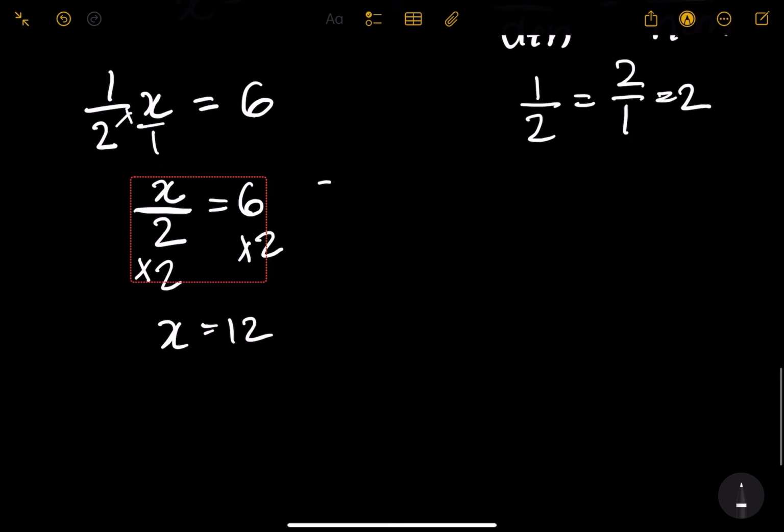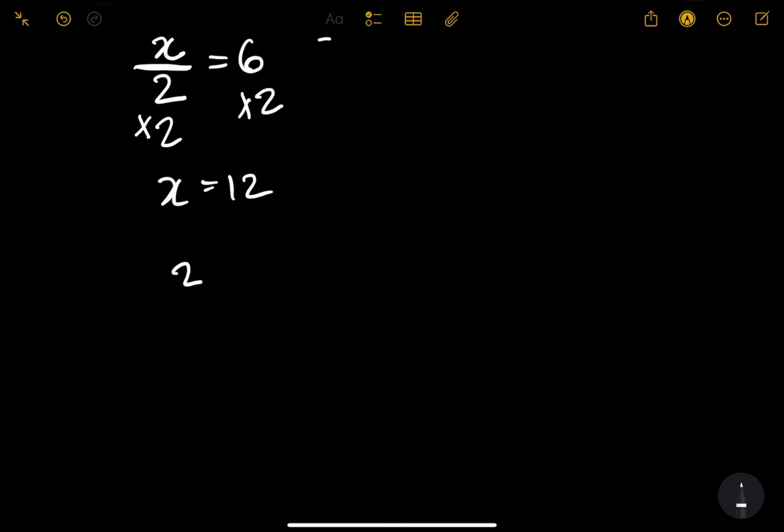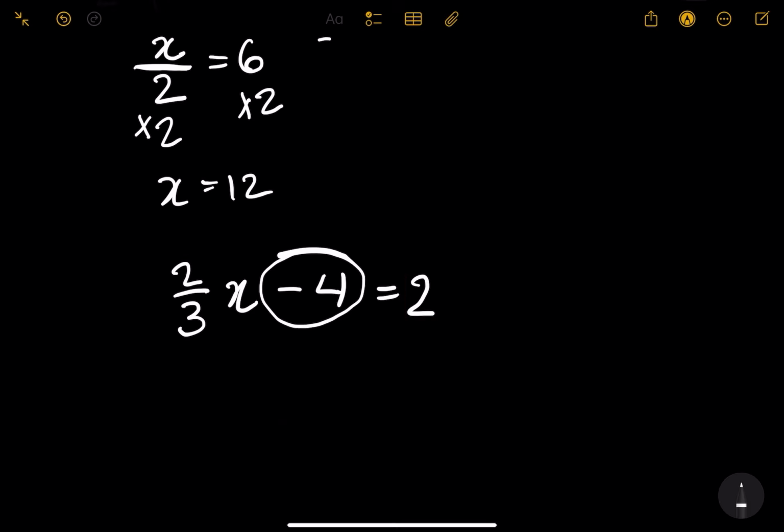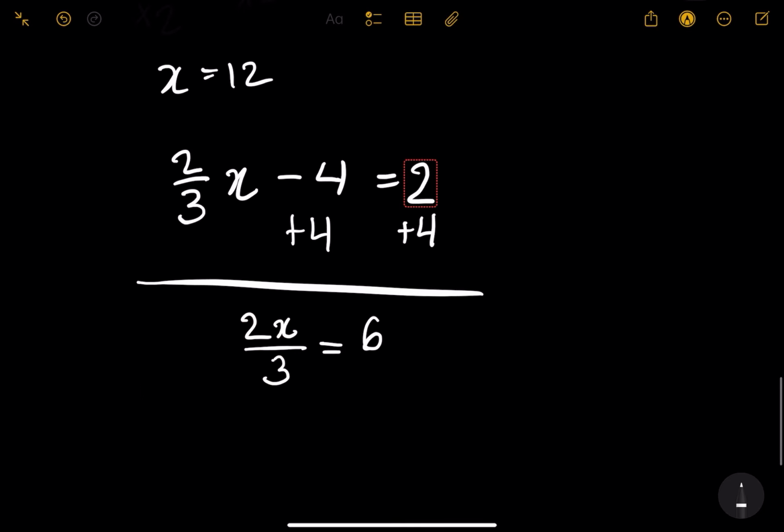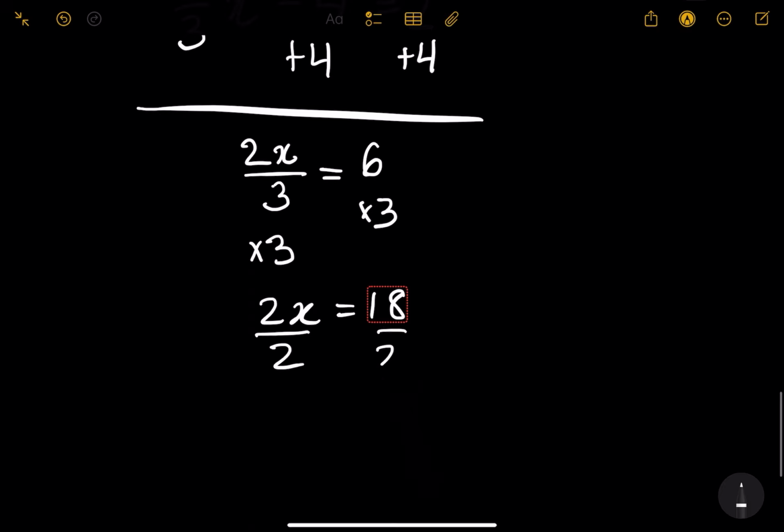The second example we're going to do is 2 over 3 x minus 4 is equal to 2. What we are going to do first is isolate the variable term. To do that, we have to do the opposite of that -4, which is adding 4 on both sides. So 2x over 3 is equal to 6. Multiply both sides by 3. 2x is equal to 18. Divide both sides by 2. x is equal to 9.